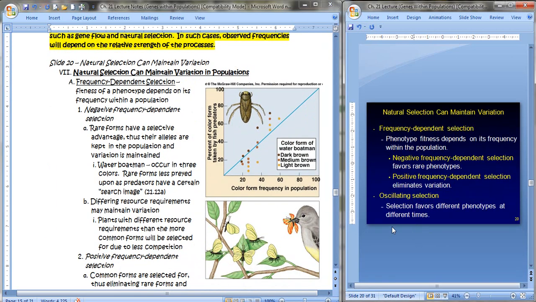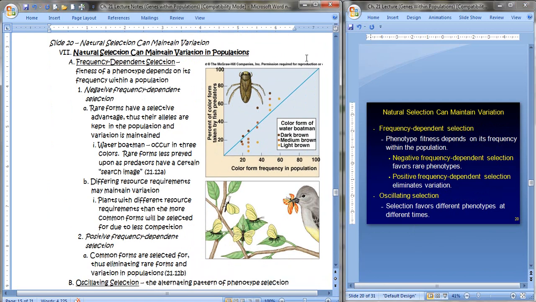Now, natural selection can also act to maintain variation. So let's take a look at that. In other words, keep the variation where it is. Here we're going to look at frequency-dependent selection first. Frequency-dependent selection is when the fitness of a phenotype will depend on its frequency in a population. So in other words, whether you are common or not. There are two types. There's negative frequency-dependent selection.